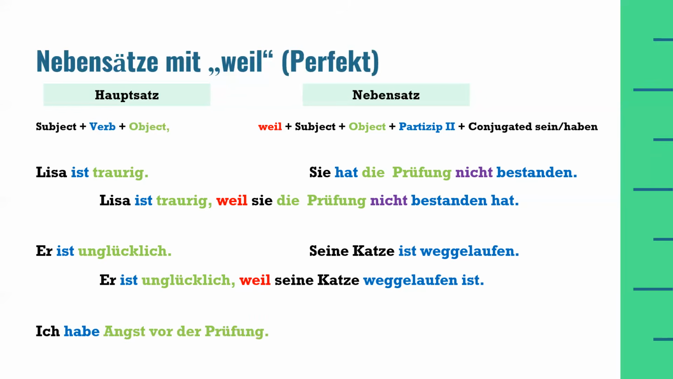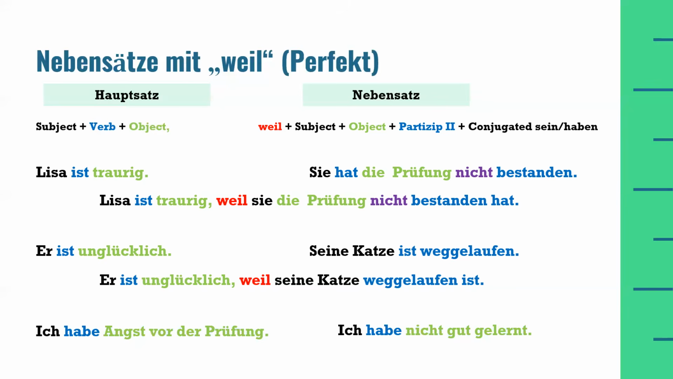Last example in this case, ich habe Angst vor der Prüfung. Ich habe nicht gut gelernt. I have fear of exam. I didn't learn well. First sentence presents the fact that I have fear, and second sentence presents the reason why I have fear. So the second sentence will be Nebensatz.